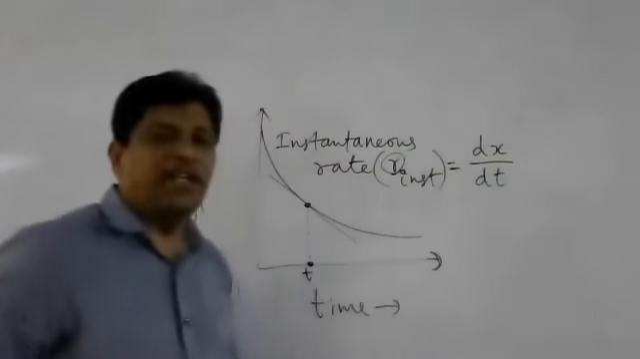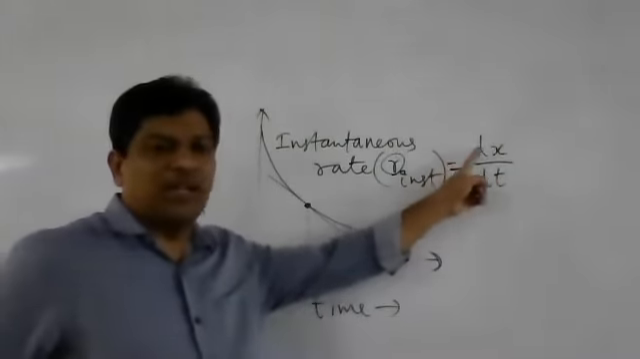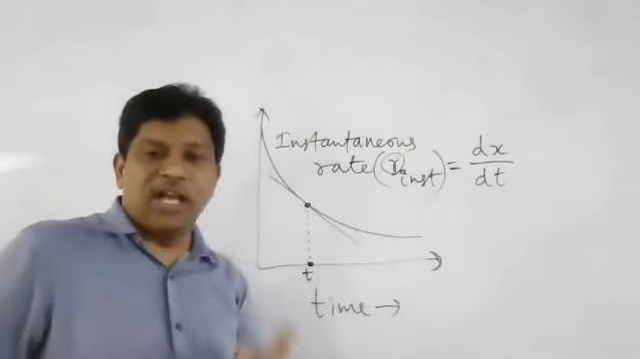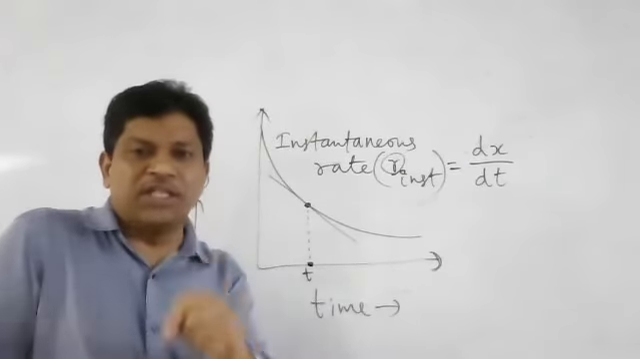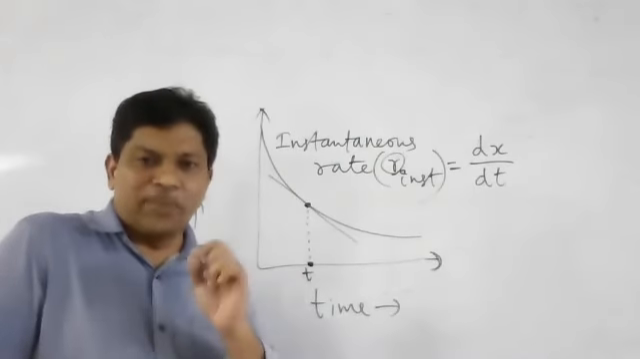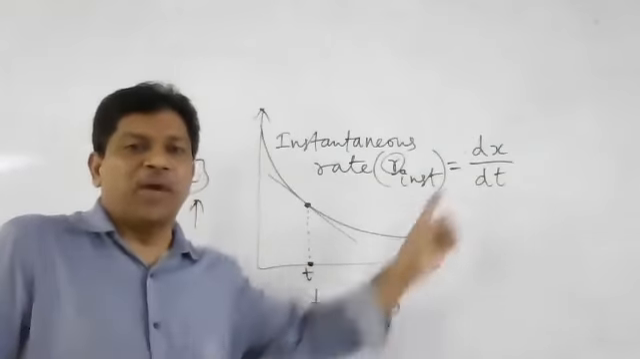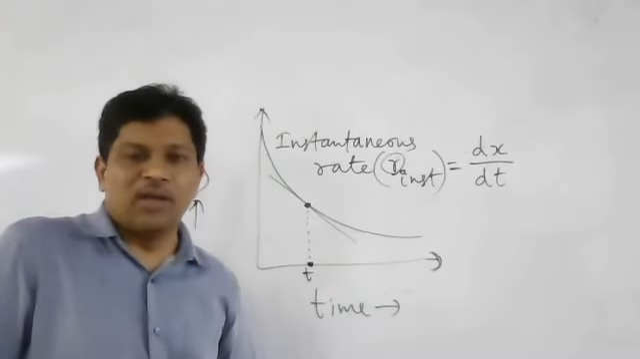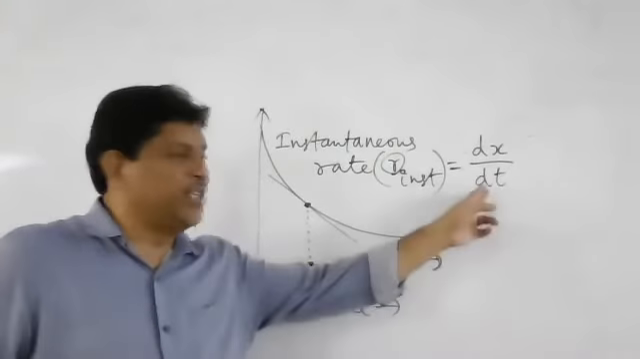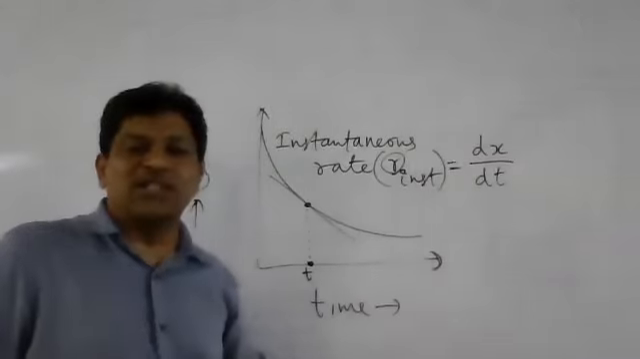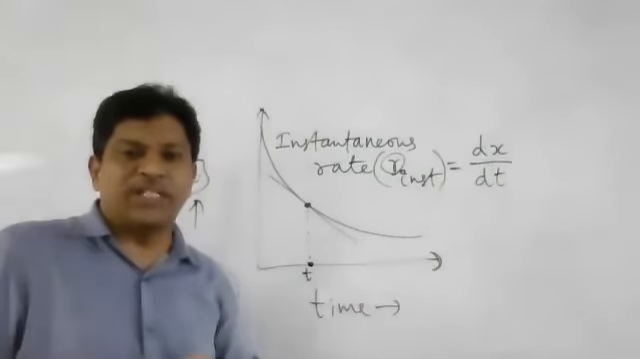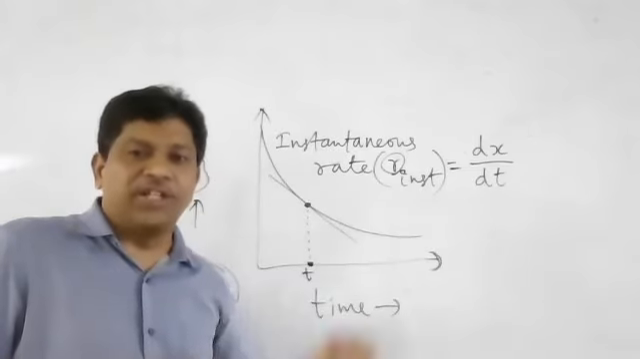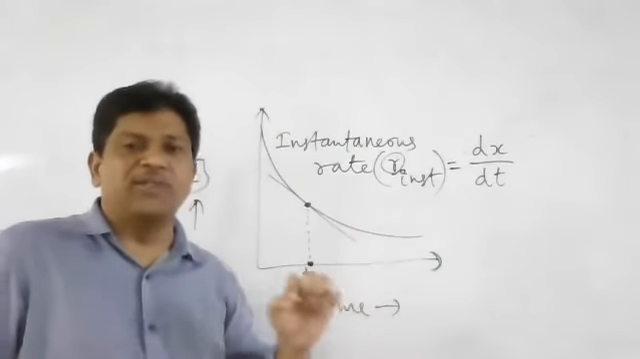What do you mean by dx by dt? Very small change in concentration by very small change in time. dx is a very small change in quantity, that is, very small change in concentration, and dt is a very small time interval. So dx by dt is the instantaneous rate of reaction, which in terms of reactant is equal to the negative slope.